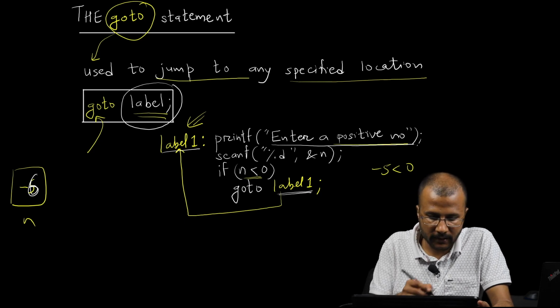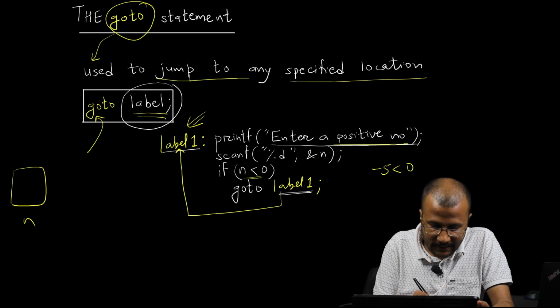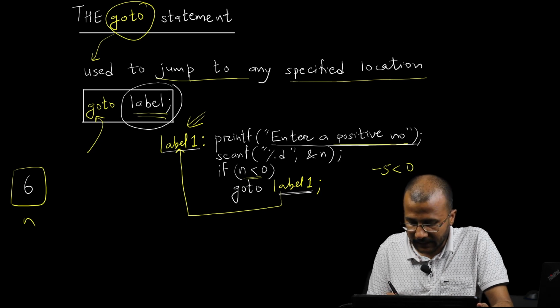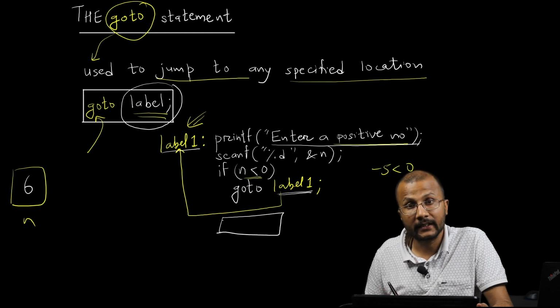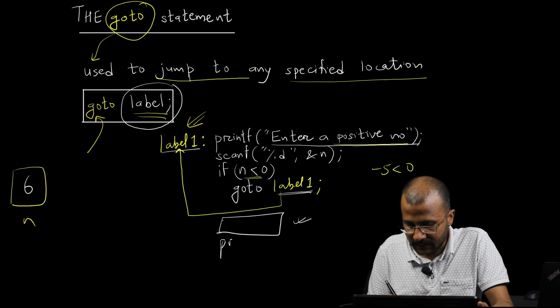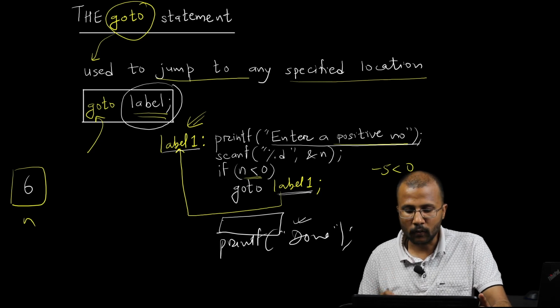Let's say now the user enters a number which is actually positive. Let's say the user enters 6, a positive number. Now this is false. So goto is not encountered and it will execute the statement that is available after the goto statement. Maybe here I'll write printf done, so I'm done with my program. This is how goto works.